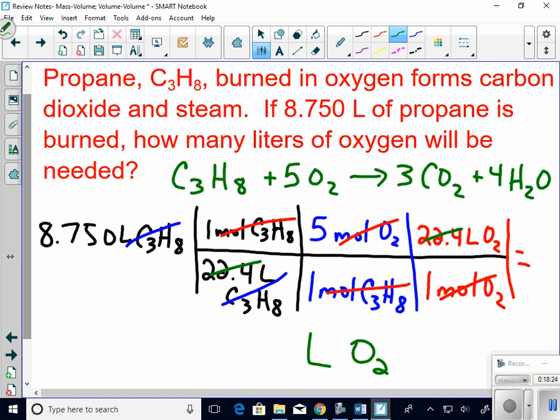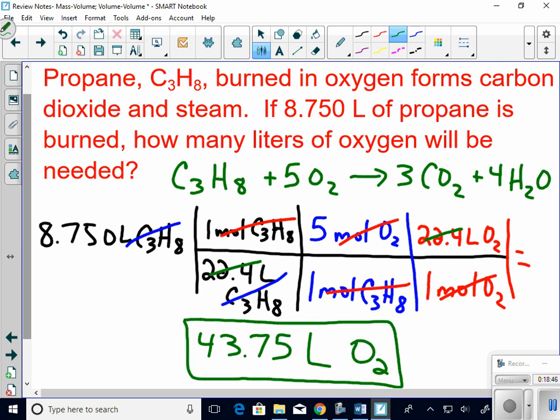So all I need to do is take 8.750 and multiply it by 5. Gives me an answer with 4 sig figs, exactly 43.75 liters of oxygen.